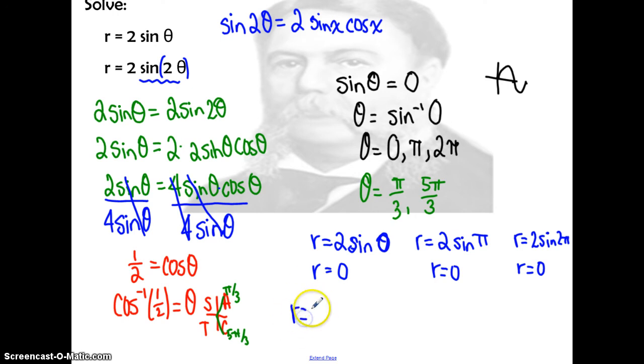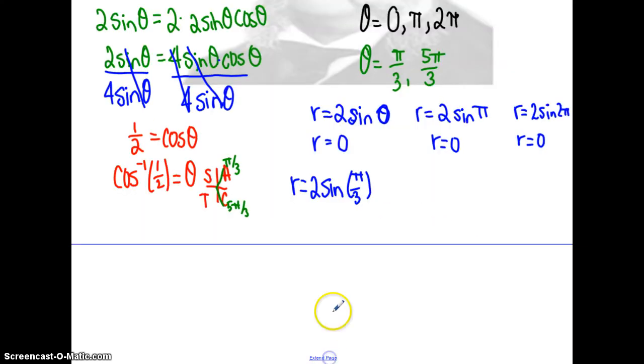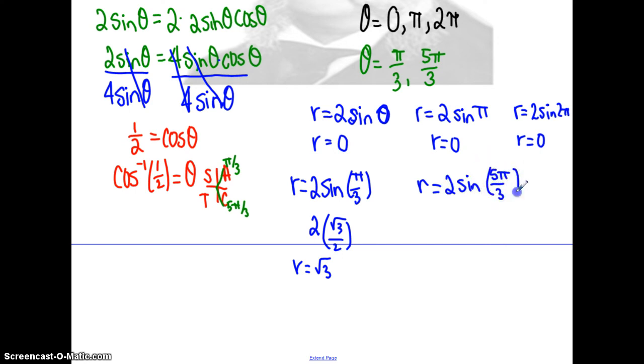So r equals 2 times the sine of pi thirds. The cosine of pi thirds was 1/2, so the sine of pi thirds is the square root of 3 over 2. So my r value is the square root of 3. Let's try the other one. R equals 2 times the sine of 5 pi thirds.